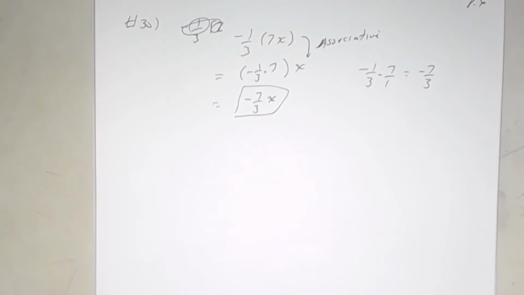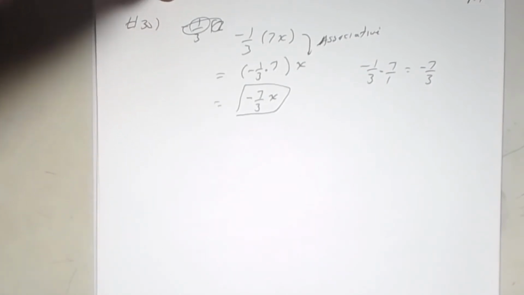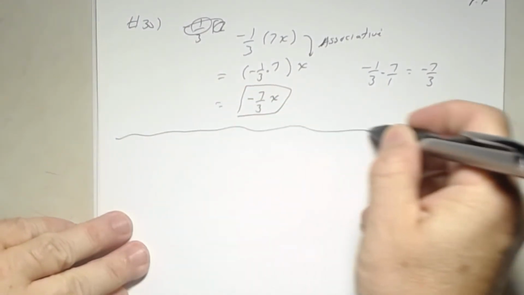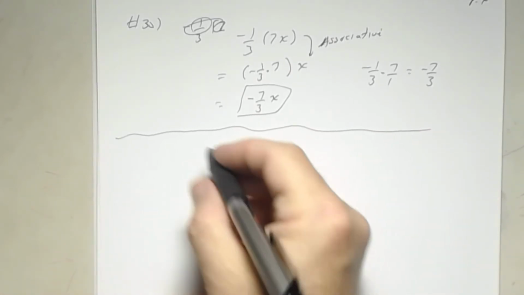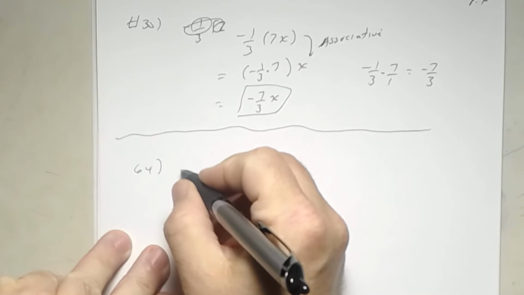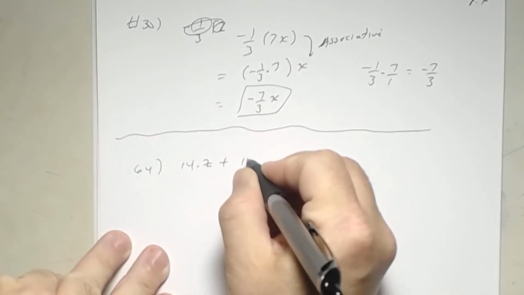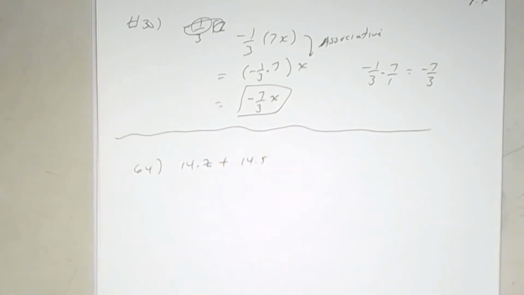All right, now let's look at this. So this is number 64, and you're given this. All right, this is what you're given. Okay, that's what it looks like. So when you look at it, it says 14 times z plus 14 times 5, right?